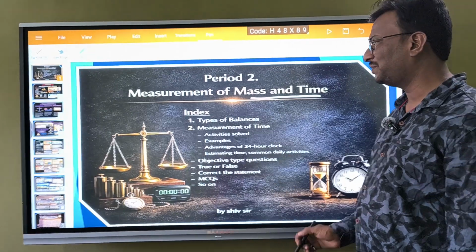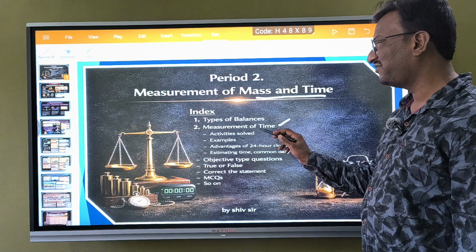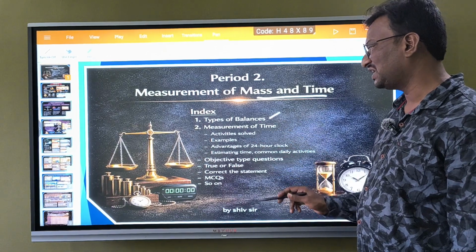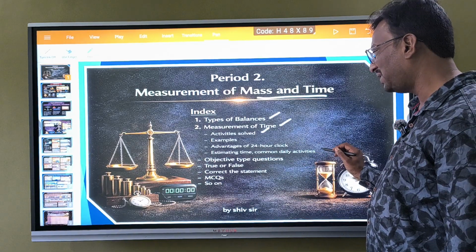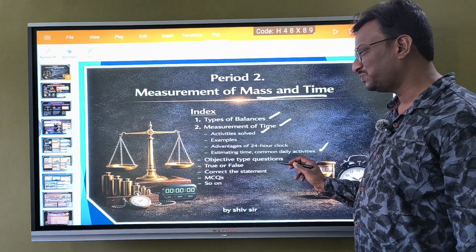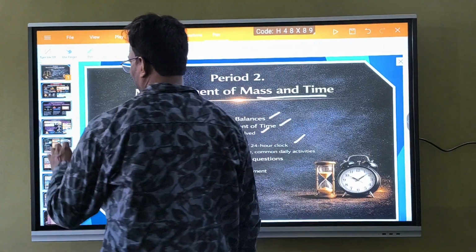Here in this we are going to study types of balances, measurement of time, activities will be solved here, examples, advantages of 24 hours clock, estimated time, common daily activities, some objective type questions, MCQs, and so on. We are going to discuss one by one.